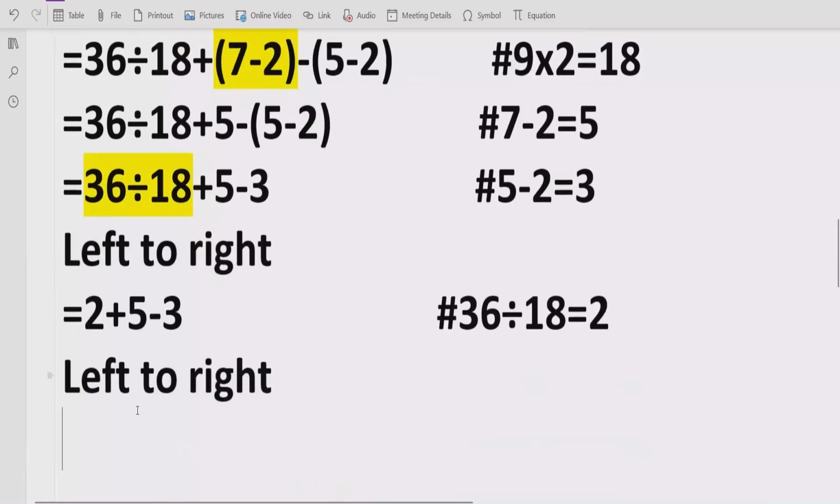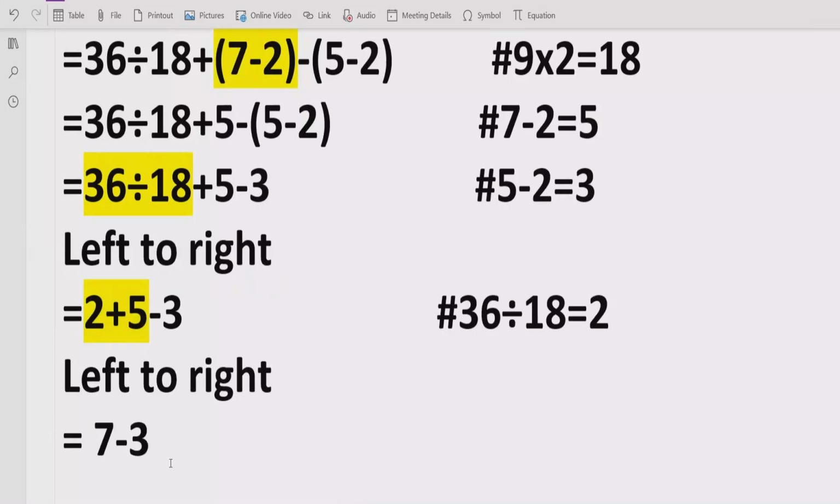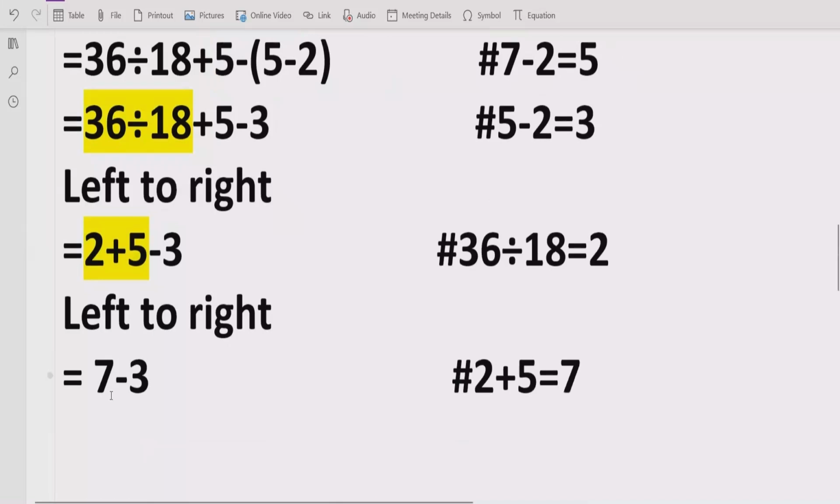Now, we will see the addition and subtraction. So, now we have one addition first. We will solve this part: 2 plus 5 equals 7. Minus 3 we will write as it is. And here we have 2 plus 5 equals 7. Now, move forward. We have two terms which are subtracting each other. So, we will solve this part and get the answer, which is 4. So, the answer of the given expression is 4.